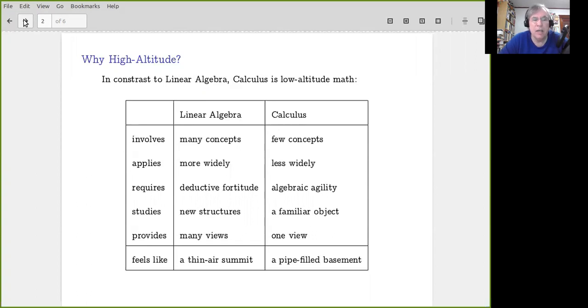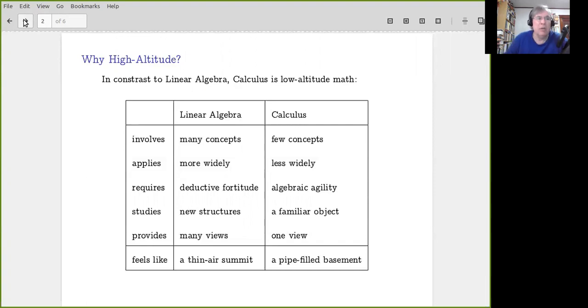All these things together mean that when you're taking calculus, you feel like you're in a pipe-filled basement. You're going to do something useful and all feels familiar and close by. Whereas linear algebra will make you feel like you're standing on the summit of a mountain, which gives you a large view, a wide view, where you can see for a long distance. However, there's also thin air, so you may have trouble breathing.